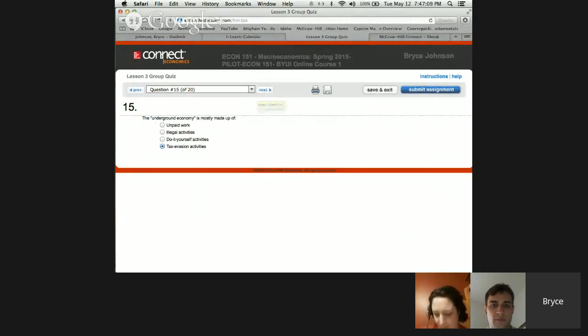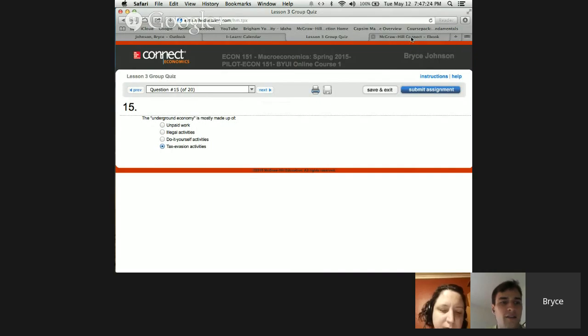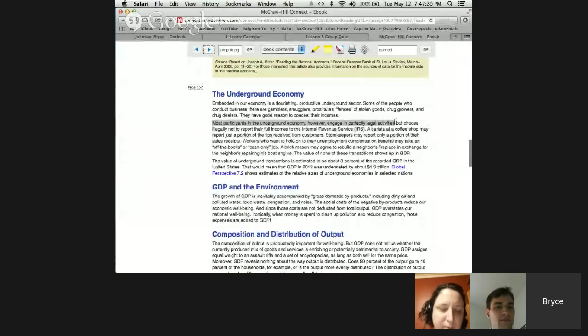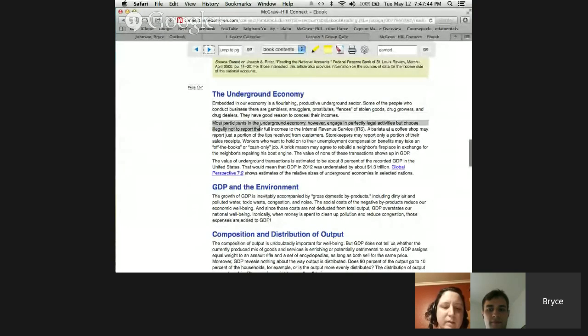Is that make sense to everyone? Yeah, I'm just trying to see the difference. No, I think you're right because tax evasion. The only thing that kind of gets to me is that they're both almost the same thing: illegal activities and tax evasion. Because tax evasion is technically illegal, and then legal activities is like the base of it. But what got me is right here. If you look at my screen, it says most participants in the underground economy, however, engage in perfectly legal activities, but choose illegally not to report their full incomes to the IRS. I think that's correct.